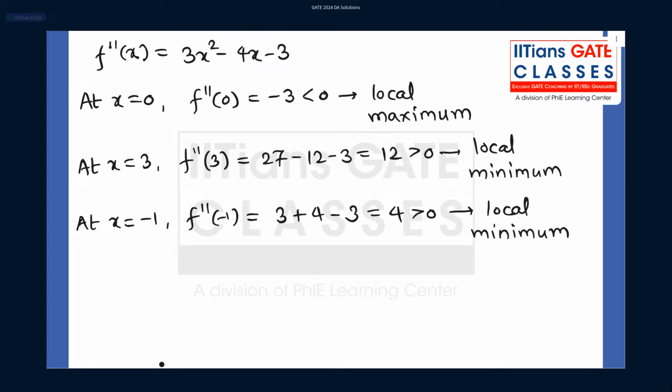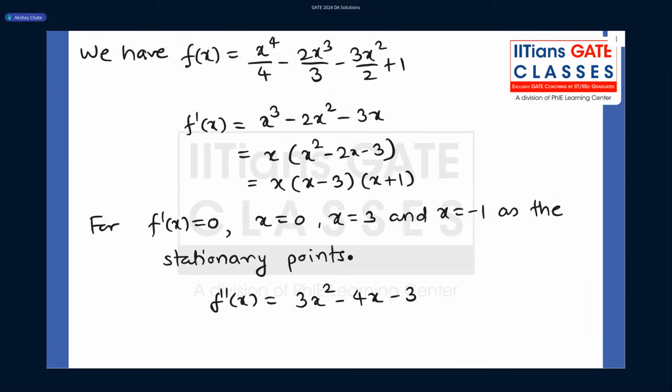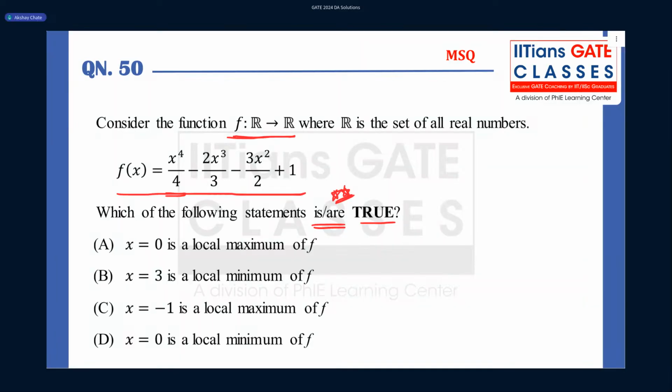Therefore, you have minimum at 3 and minus 1 and maximum at 0. So if you check the options, the first option is correct because 0 is maximum and 3 and minus 1 are minimum. So second option is correct.